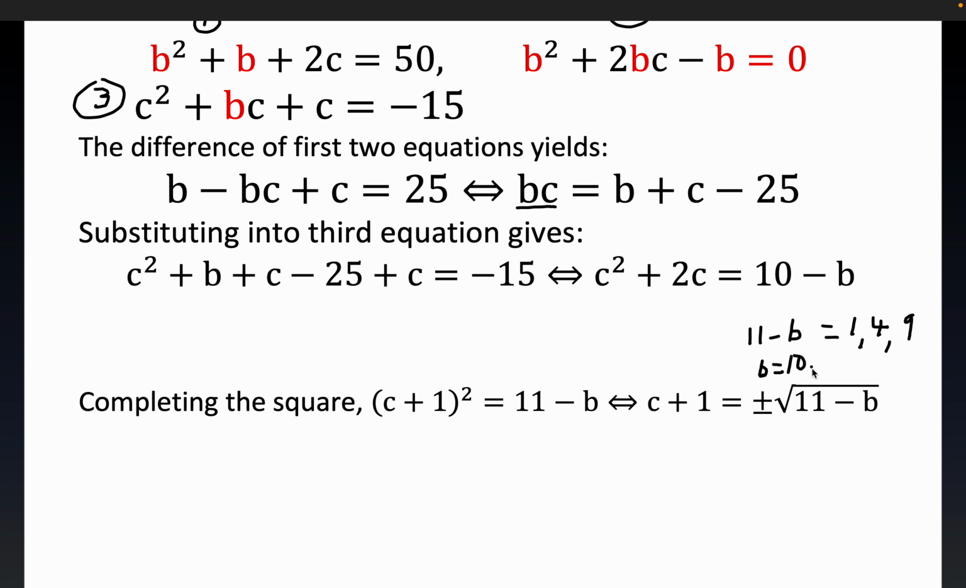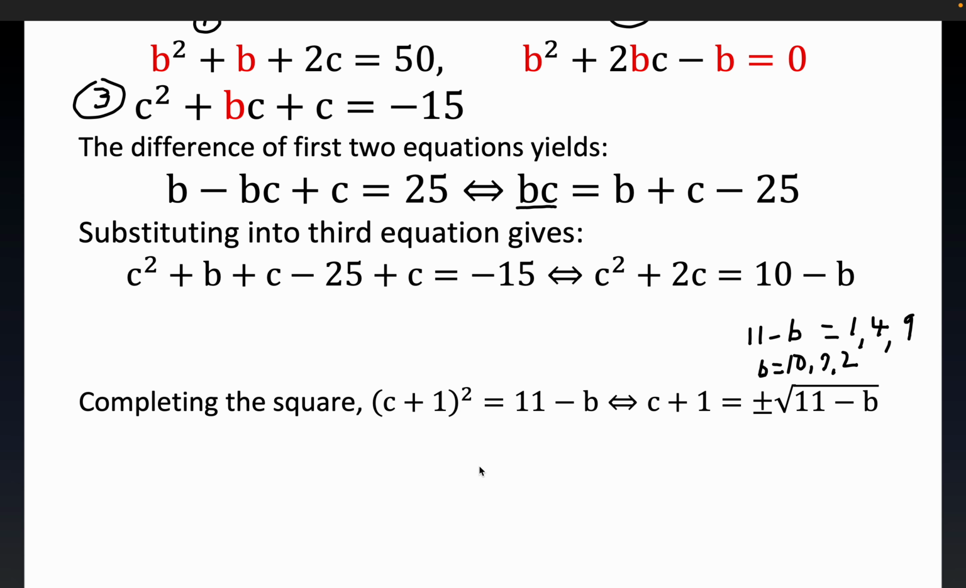7 and 2. 10, 7, and 2. Again, that weird thing there is supposed to be 10. Okay. 11 minus 10 gives you the 1. 11 minus 7 gives you the 4. And 11 minus 2 gives you the 9, right? So b has to take on the value of 10, 7, or 2. That's nice. Those are the only possible values for b, and that's already an immense restriction, okay?